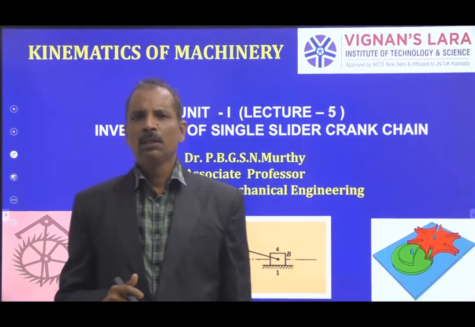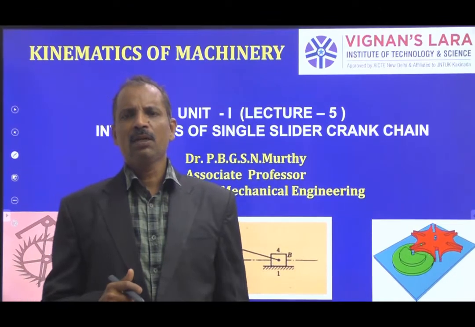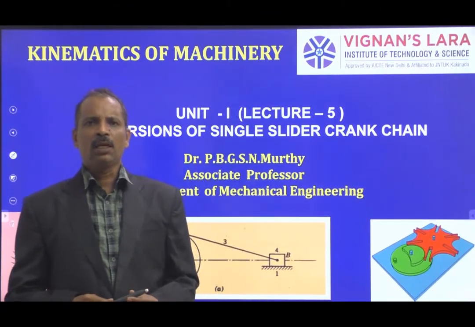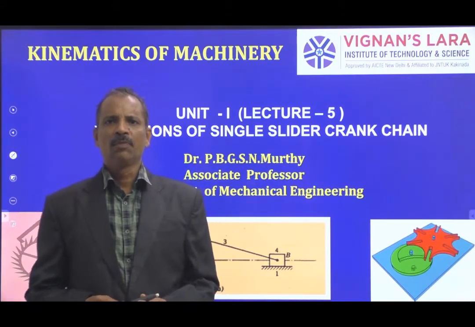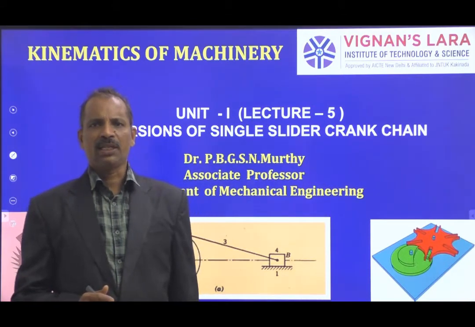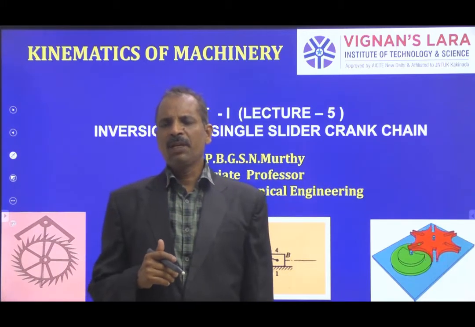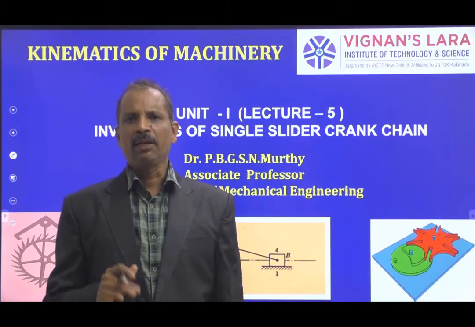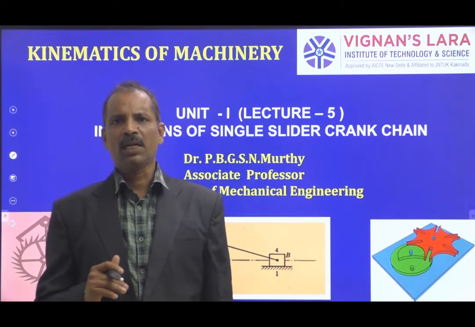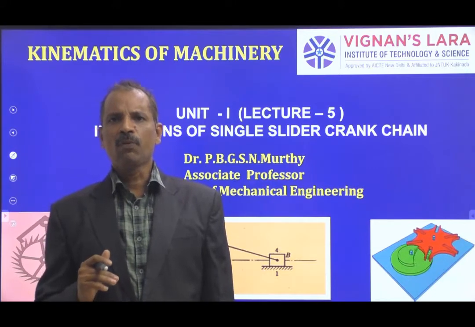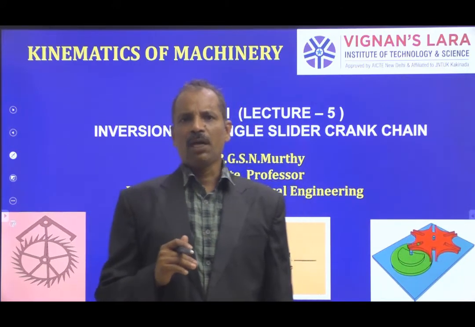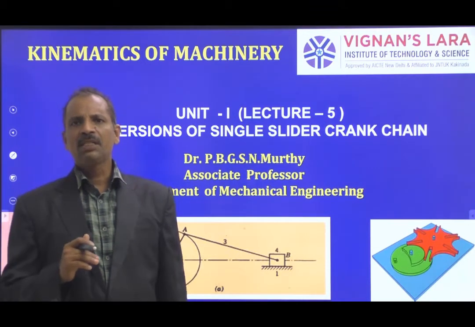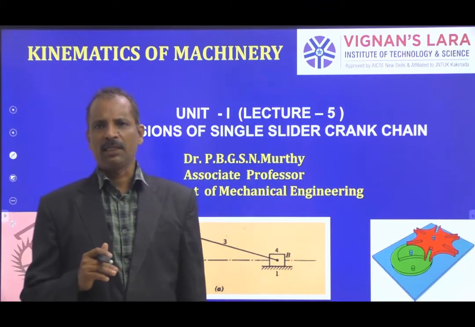Good morning. In the last lecture, we discussed what a mechanism is and what the inversions of a mechanism are in the case of the quadratic cyclic chain. In that previous case, we took a 4-bar kinematic chain with all four turning pairs, and we saw various inversions that we can obtain by fixing one of the links in that kinematic chain.